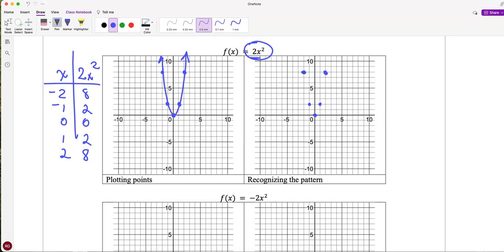If I were to go over 3, normally I go over 3, up 9. This one would go up 18, which is not on my graph. Okay, so there's the pattern for this guy.